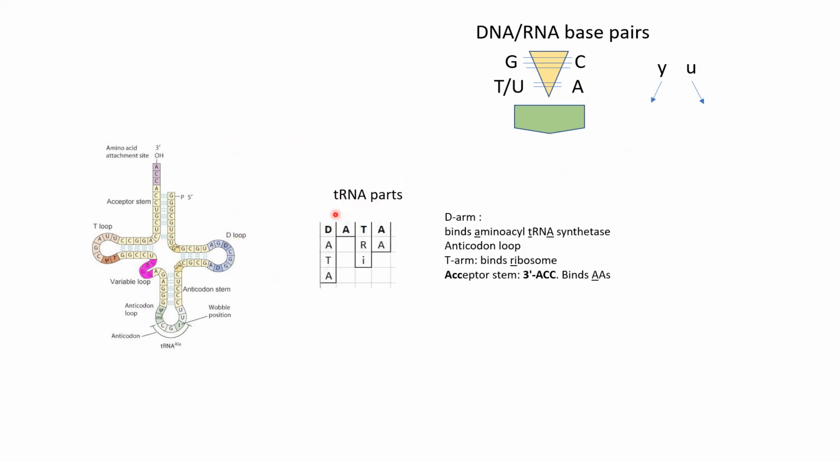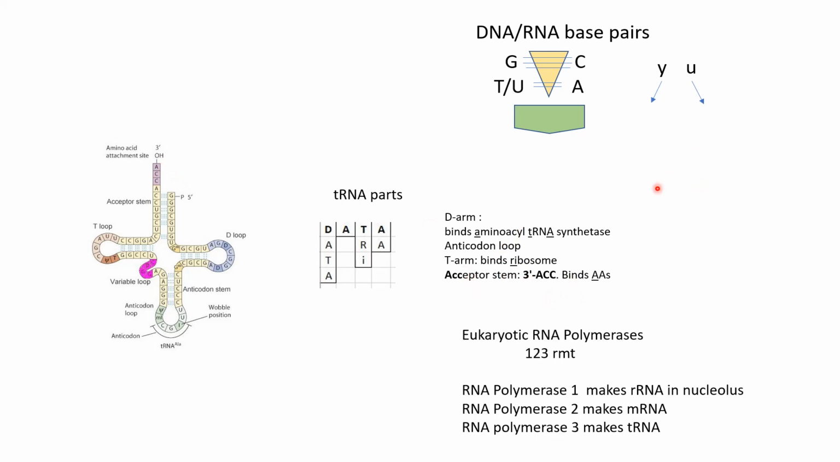Here is tRNA, and for the tRNA parts, I write data twice, and then I write try AA, like a subliminal message to myself, I guess. So DARM binds aminoacyl tRNA synthetase. The TARM is where your ribosome binds, and then your AA, the acceptor stem, is for amino acids, and acceptor is 3' ACZ over there, so that's kind of nice because that's the first 3 letters of acceptor. So this last one's kind of junk, I admit.